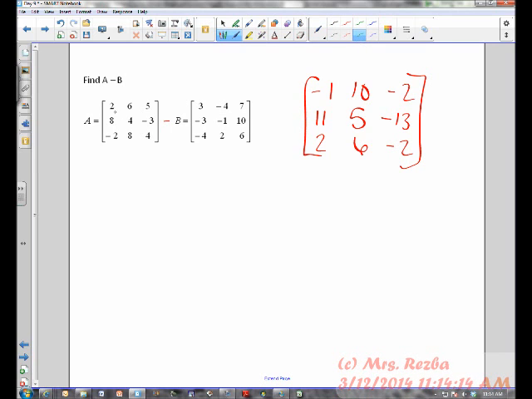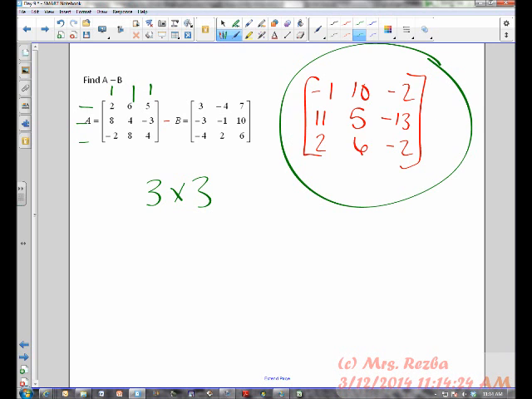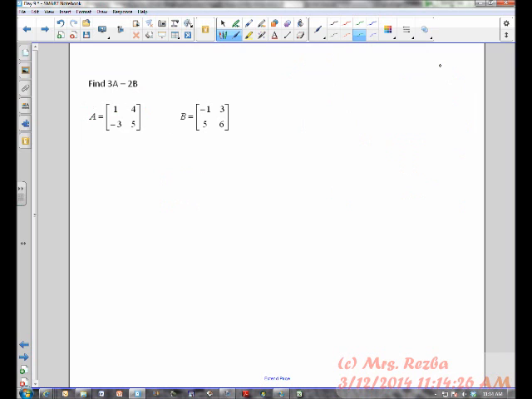Again, A and B both have 3 rows and 3 columns, so they're both a 3 by 3 matrix. And again, our answer is a 3 by 3 matrix also. Okay, let's find 3A minus 2B. When we are talking about 3A, that means we want to take A and multiply every single thing by 3. So 3A is really going to be 3, 12, -9, 15.